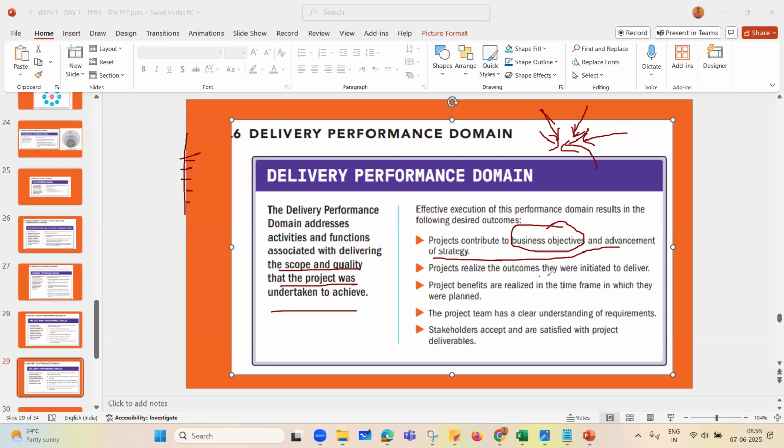So here is the thing, projects realize the outcomes they were initiated to deliver. This realization has to happen early, before the delivery. Project benefits are realized in the time frame in which they were planned. So there are a few things which have to get ticked well before that.